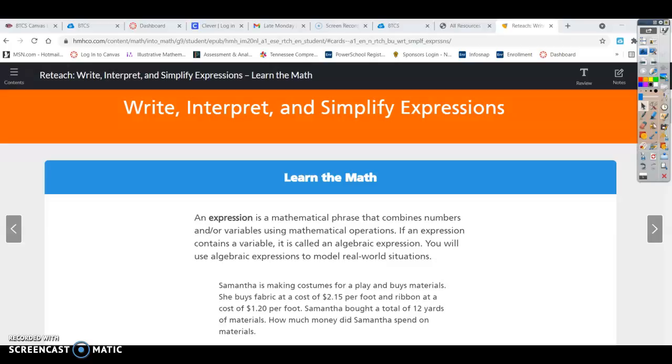All right, guys, today we're looking at lesson 2.1. If you need to pause this and find this lesson in your textbook, please do so, and that way you can follow along and take notes.